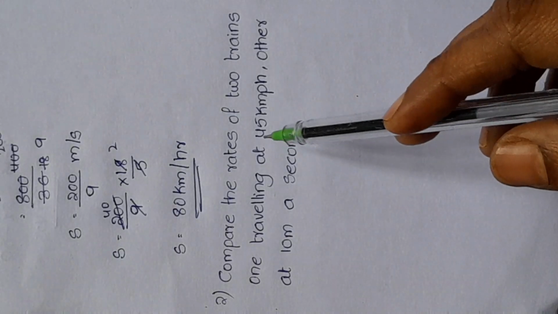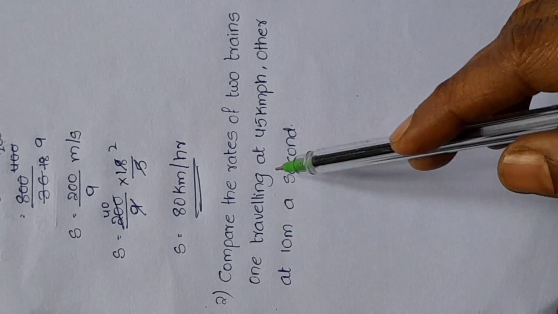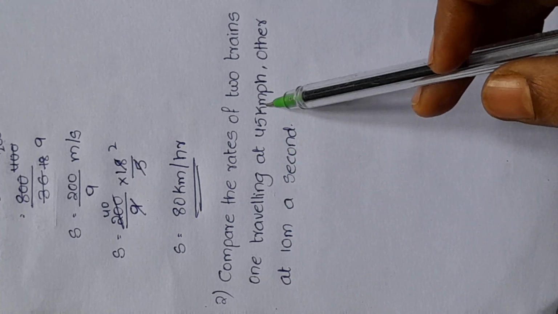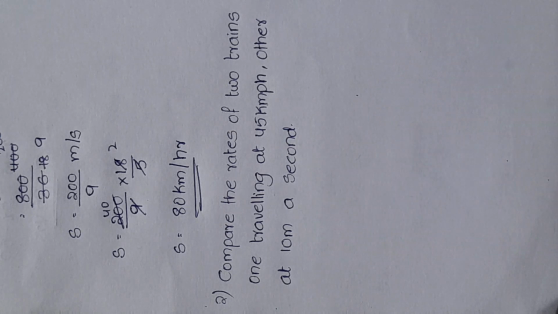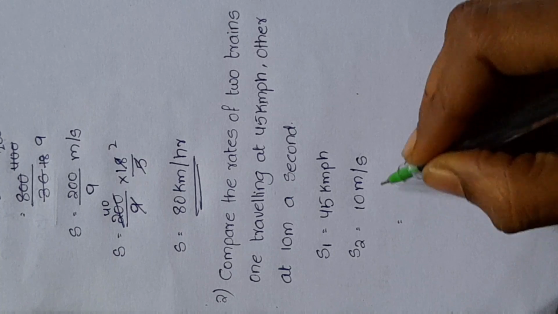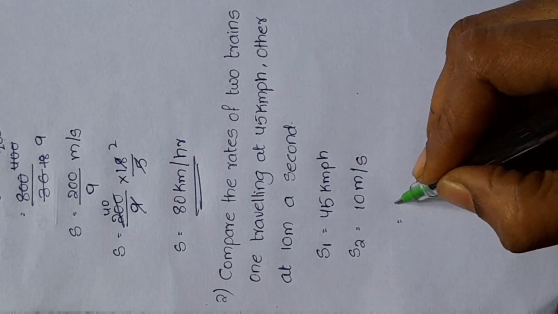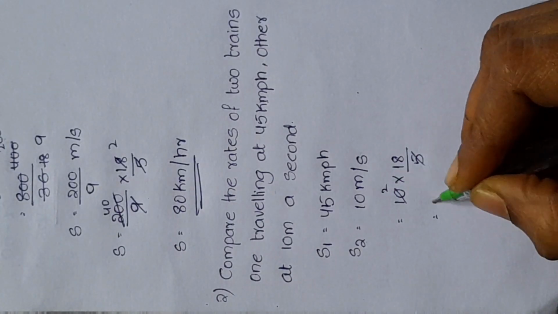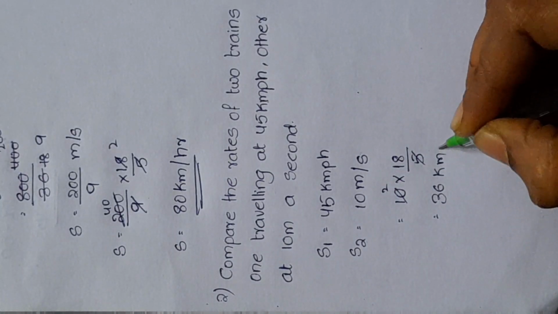Second question. Compare the rates of two trains, one traveling at 45 kilometers per hour and the other at 10 meters a second. Here it is given in kilometers per hour. This is in meters per second. So S1 is 45 kilometers per hour. S2 is 10 meters per second. Now we should convert this to kilometers per hour. So 10 into 18 by 5. That is 36 kilometers per hour.